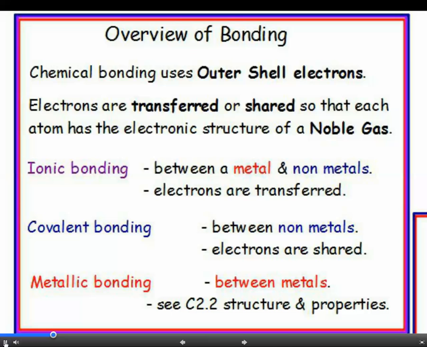You're going to need to understand three types of bonding: ionic, covalent and metallic. Ionic bonding happens when a metal and a non-metal react together and electrons are transferred. Covalent bonding occurs between non-metals, and here electrons are shared. Metals use metallic bonding, and we're going to discuss more about that later.